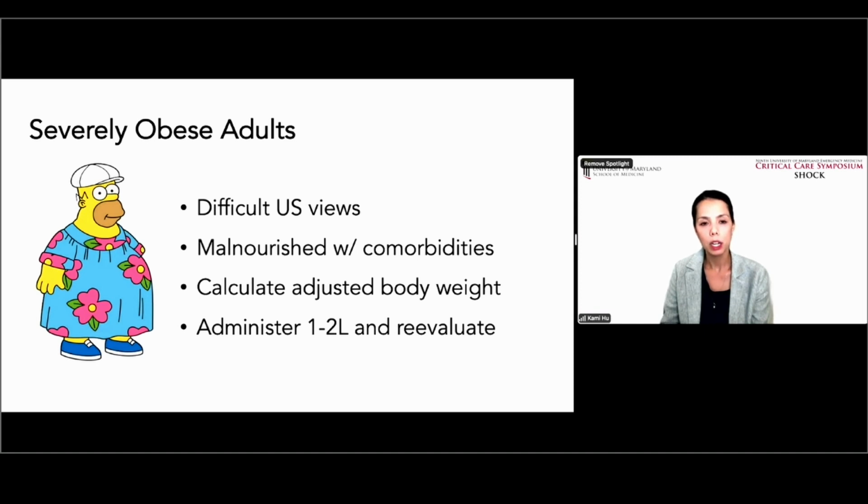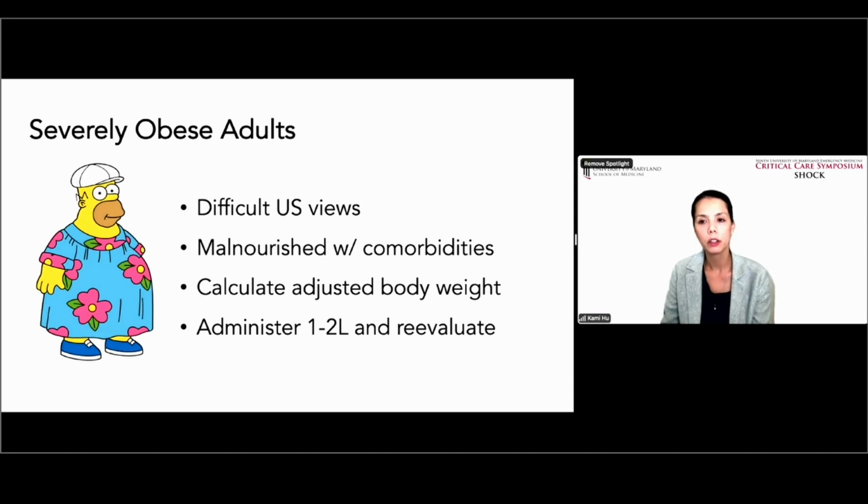So in them, what I'll do is I'll calculate an adjusted body weight. And this is borne out by previous studies that indicate that this is a feasible strategy that decreases fluid administration without worsening mortality. And based on that adjusted body weight and predicted need of fluids, I'll give maybe 1 to 2 liters at a time, depending on how hypotensive or dry they look, and then reevaluate.